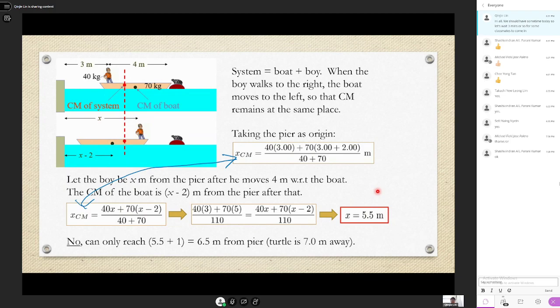But of course, to answer this question, they tell you the boy can reach out his hand 1 meter. So 5.5 plus 1, he will be 6.5 meters from the pier. Can he reach the turtle? No, because the turtle is 7 meters away.